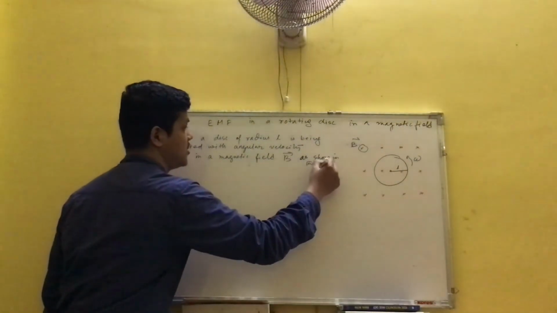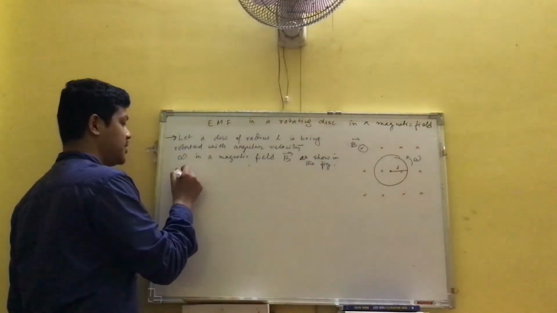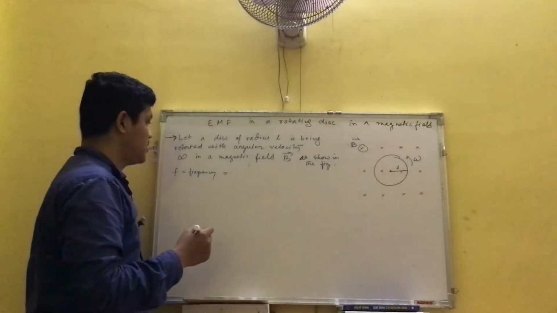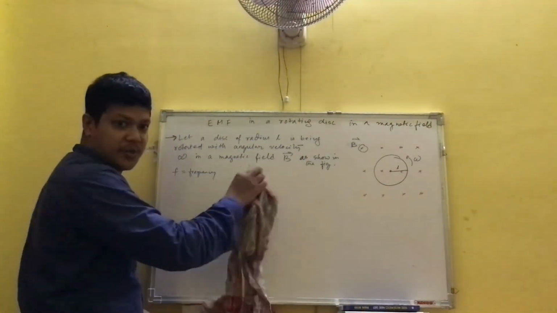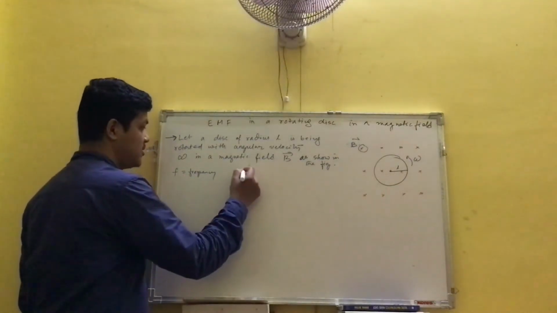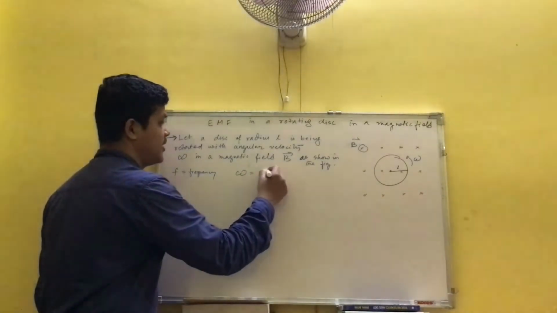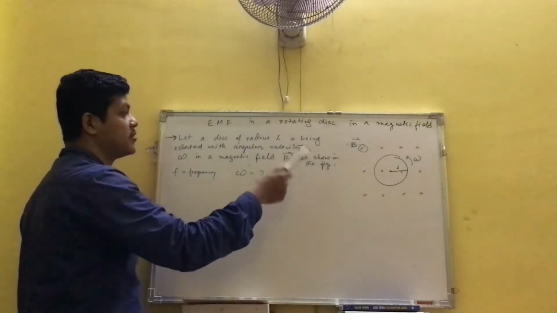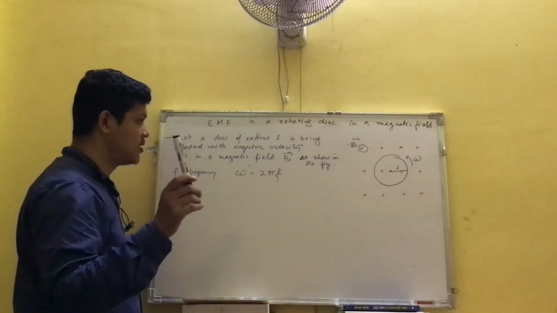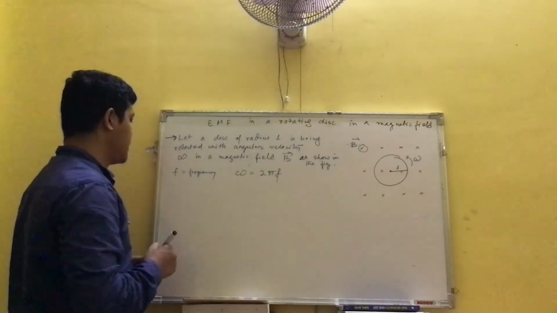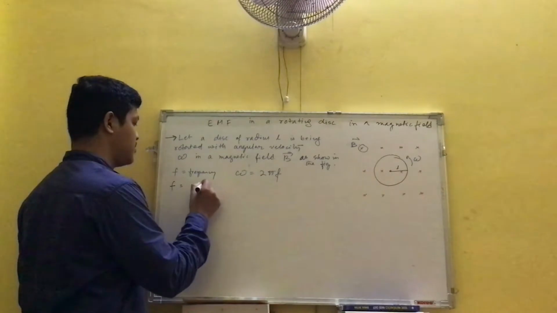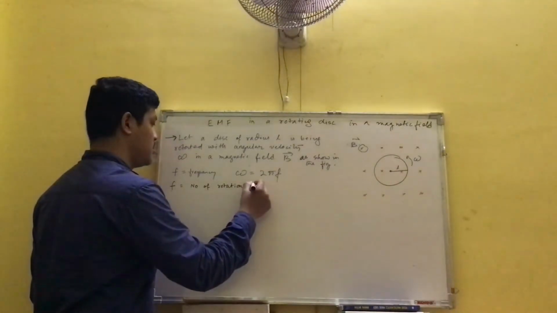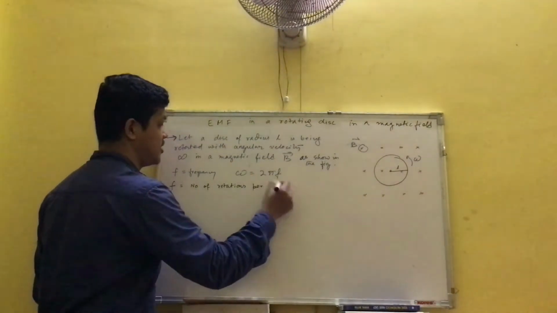Right? Now let us consider F is the frequency. So if F is the frequency here, then omega, this angular velocity, will be given by 2 pi F, and frequency means how many complete rotations are done in 1 second. Okay, number of rotations per unit time. So F means number of rotations per second, you can consider it.